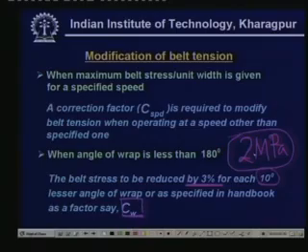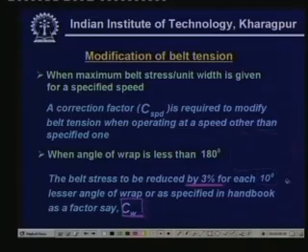The same thing, if you are considering another belt material, the value will come out to be something around 1.5 or so. These are also well utilized in design to consider the belt stress. The other requirements for belt drive design are the belt density and, between the belt and the pulley, the coefficient of friction.